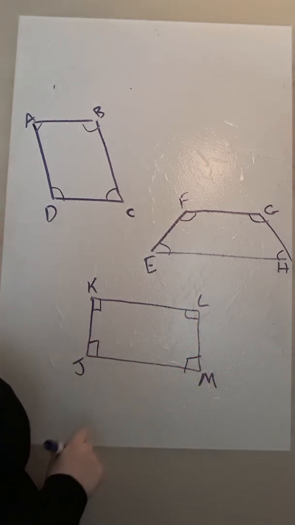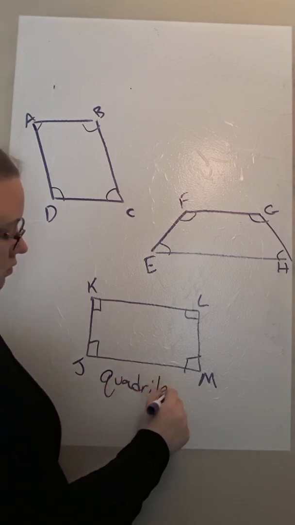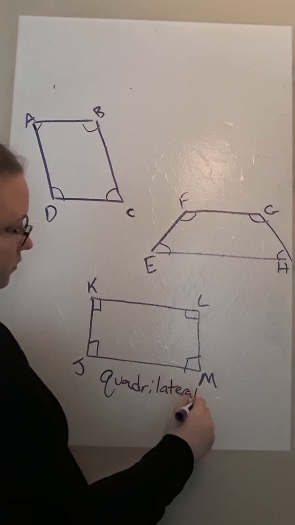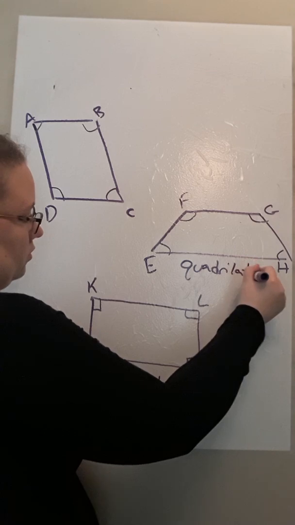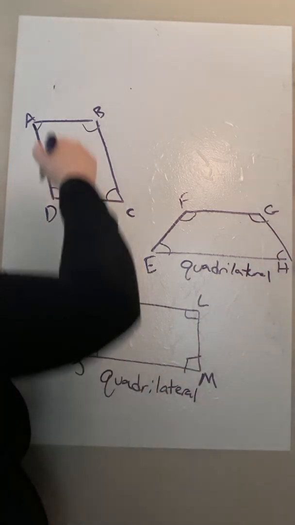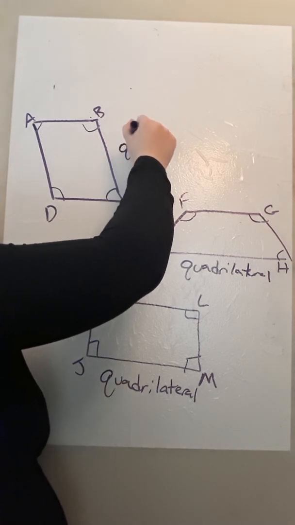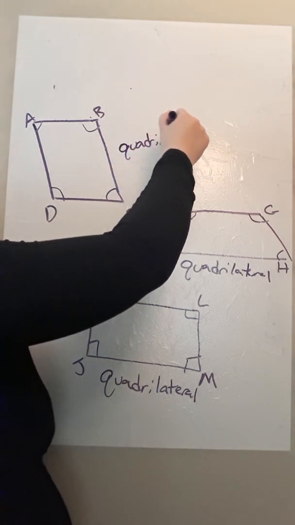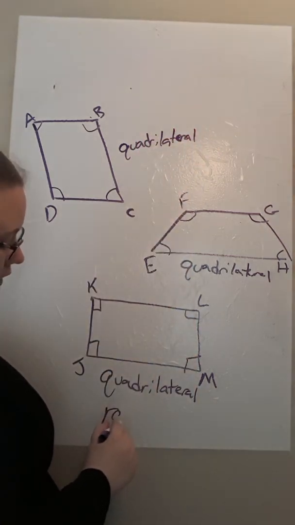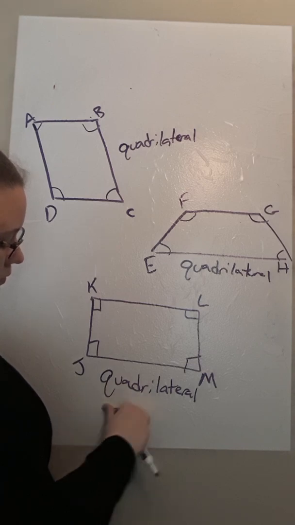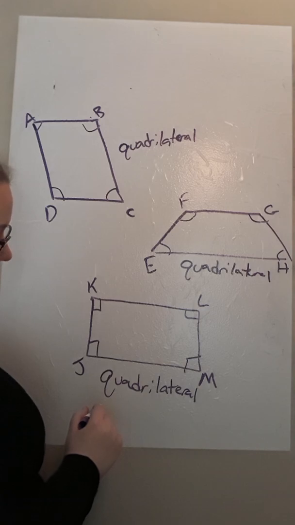This has 4 sides, so hopefully you guys are screaming quadrilateral. Don't actually scream. This one also has 4 sides, so it is also a quadrilateral. All of these are polygons. They're enclosed. This is also a quadrilateral. This one is a regular polygon. No. All four of these are irregular polygons.